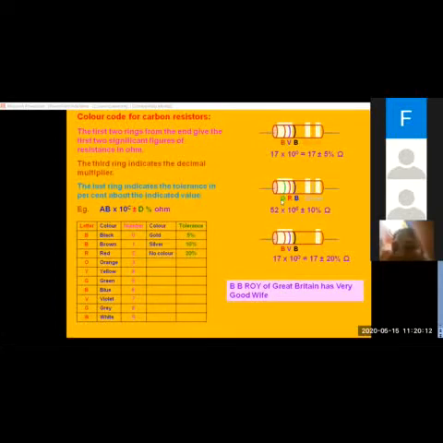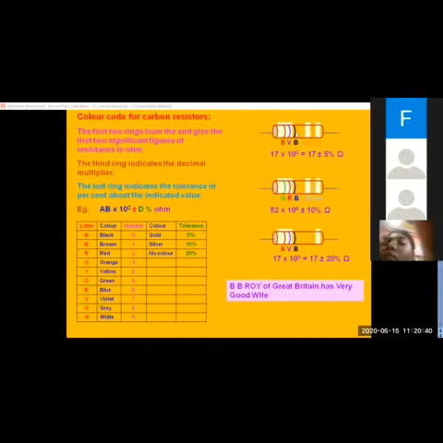Second example, green. From the table, what is the number for green? It is 5. The second ring is red. What is the number for red? You can see it is 2. Third example, brown and violet. Brown is 1, violet is 7. So you have to just check it like this. For the first 2 rings, whatever the number is, in the same way you can write the color.